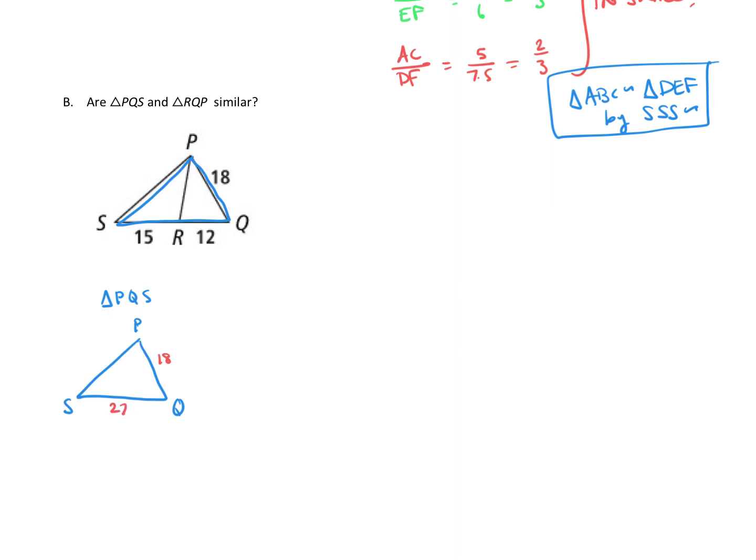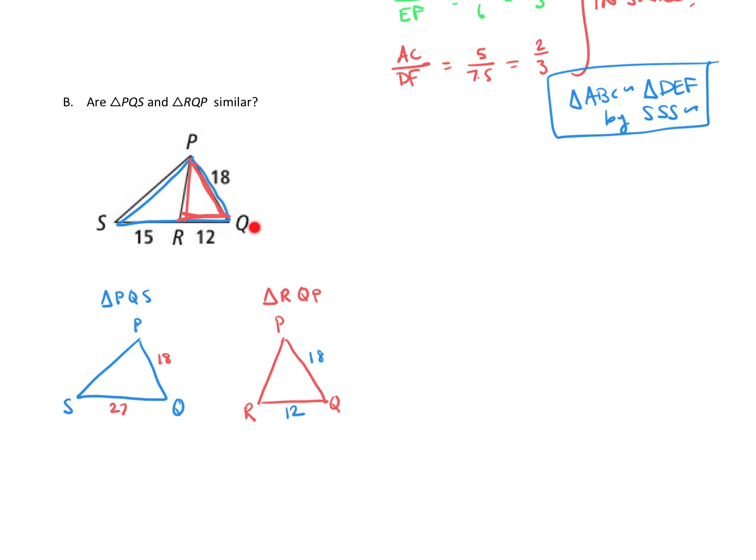So now let's take a look at the other triangle we're working with, triangle RQP. So from R to Q to P, we want this smaller triangle. So let's redraw that one. R, P, Q, or RQP. And then we can see that RQ is 12 units long and PQ is 18 units long.